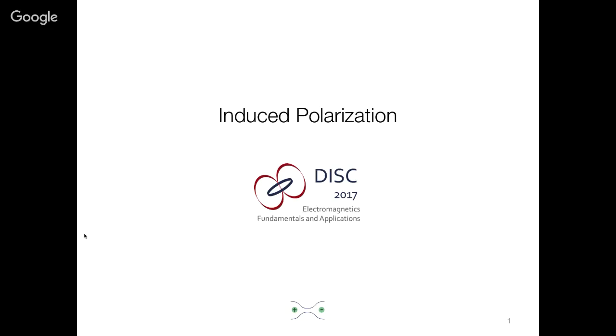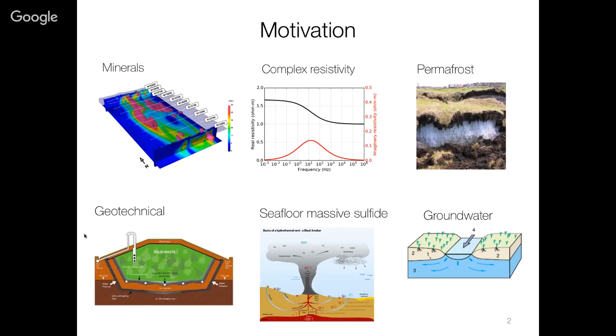So let's do IP. What's the motivation? It actually comes from a number of places. First of all, there was that minerals prospect that we had this morning. We did NIM, and we did DC resistivity, and there were some useful things that came off, but it wasn't really diagnostic for the mineralization. There's permafrost that we're interested in, groundwater problems, massive sulfides, and geotechnical problems.